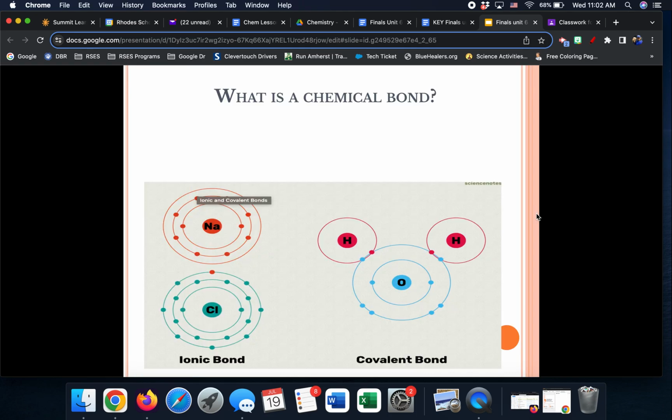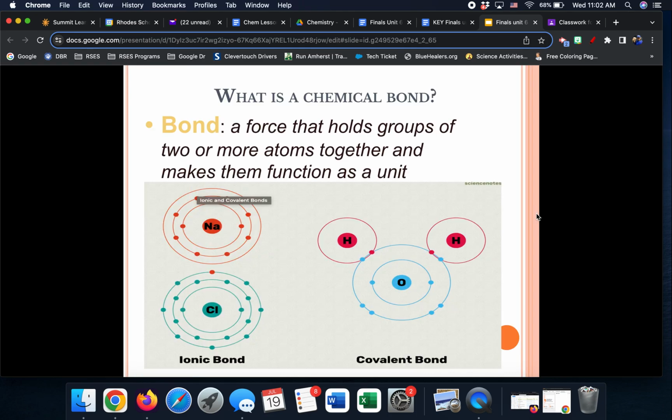Review for our finals here about chemical bonds. If you remember, a chemical bond is just a force that holds two or more atoms together and makes them act as a new unit. It could be a compound, a molecule, whatever. The big two we talked about a lot this year were ionic and covalent, and we'll go over those again in this little review.